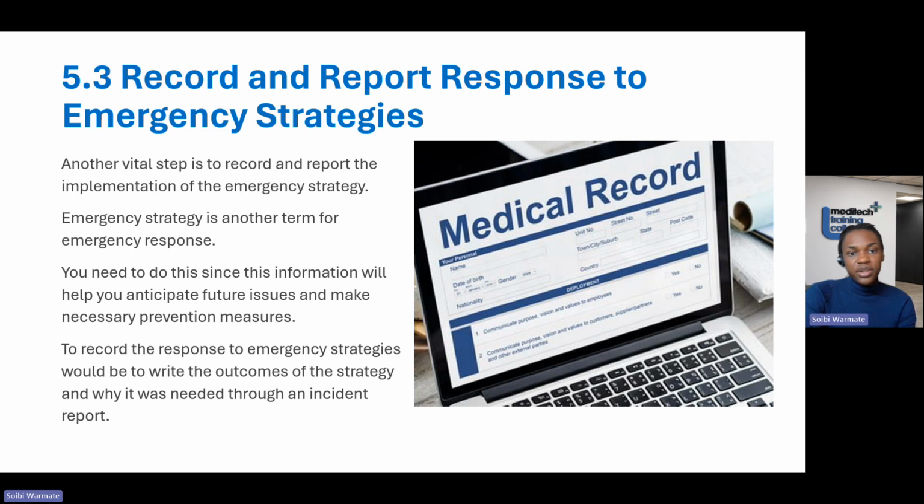Record and report response to emergency strategies. The emergency strategy is another term for emergency response. You need to do this since the information will help you anticipate future issues and make necessary prevention measures. To report the response to the emergency strategies would be to write the outcomes of the strategy and why it's needed through an incident report.